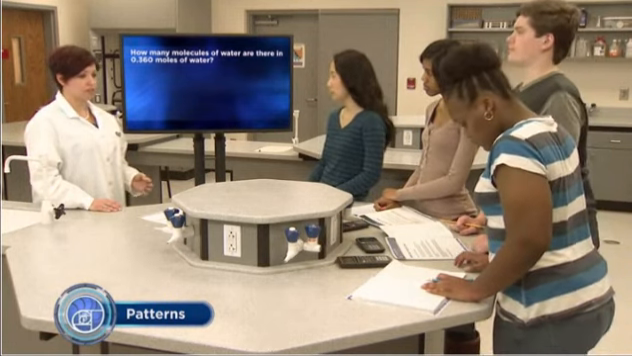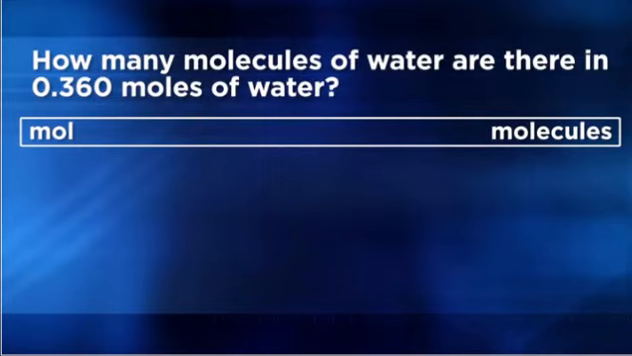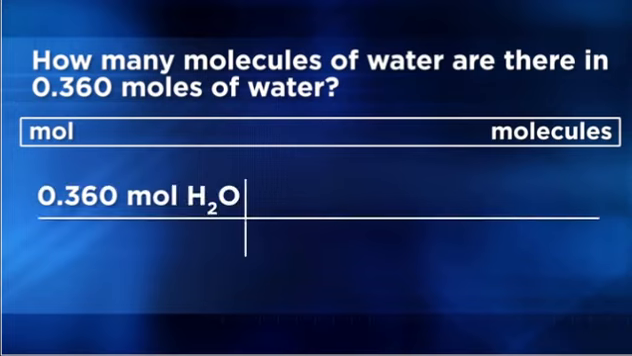So does this look like a conversion problem? Yeah, the question gives us moles, and it wants molecules as an answer. Excellent. So how could we use dimensional analysis to solve this problem? Well, we have 0.360 moles to start with, so that needs to go into the upper left-hand corner of the conversion chart. Yes, that's the correct first step. What's next?